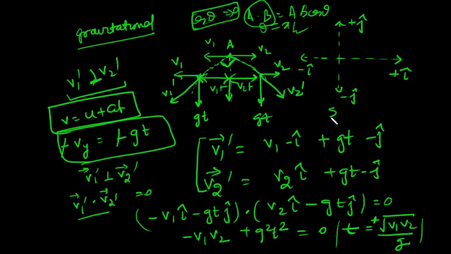So total distance s would be equal to (v1 plus v2) times t. What is t? t is root under v1 v2 by g. Okay, this is my answer.